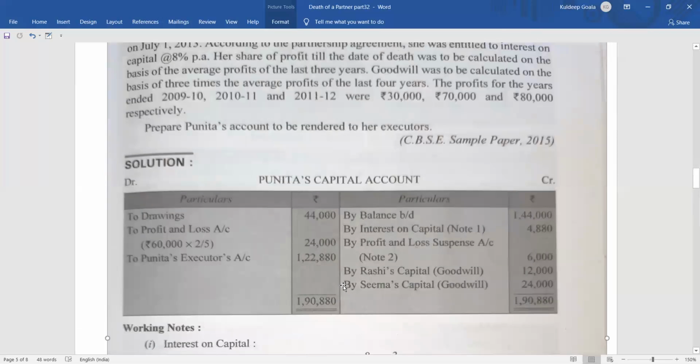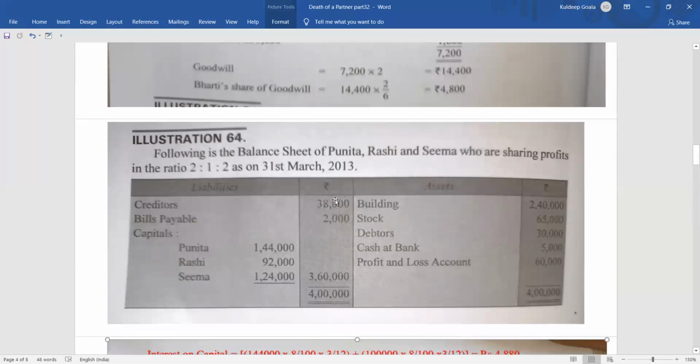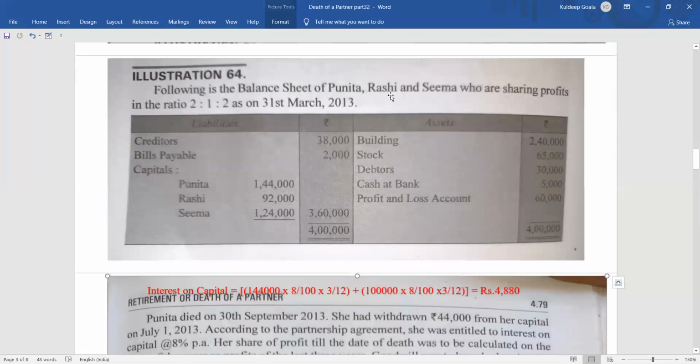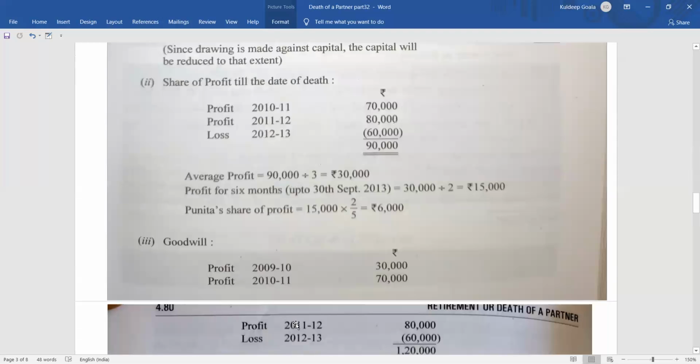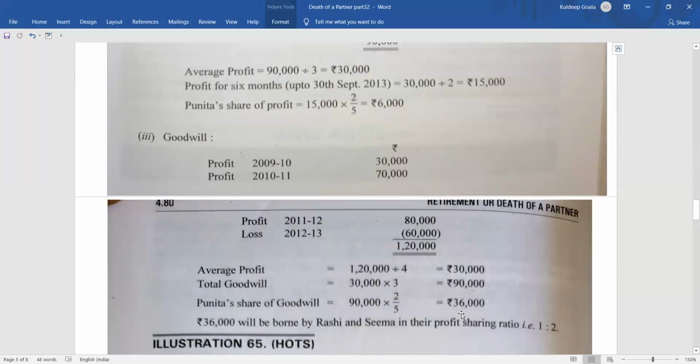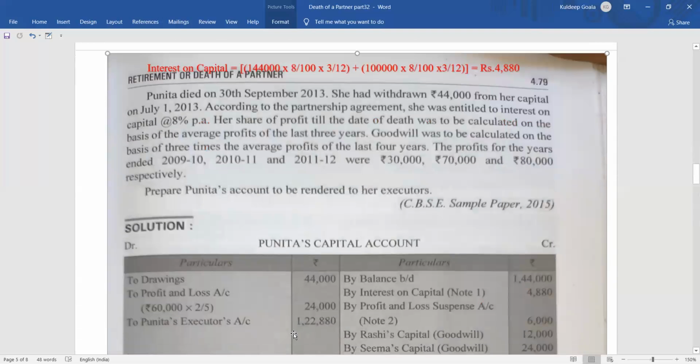So 36,000 will be borne by whom? Since the new ratio is not given, it will be borne by the continuing partners, that is Rashi and Sima, in the ratio 1:2. Okay, so this 36,000 will be borne by Rashi and Sima in the ratio 1:2. So let's start. First of all, what we are asked to prepare, Punita's account to be rendered to her executor. Okay, how much will be Punita's share? Let's see. It is CBSE sample paper based.